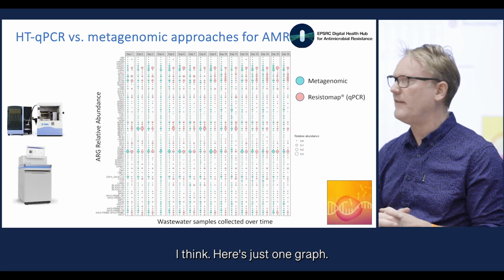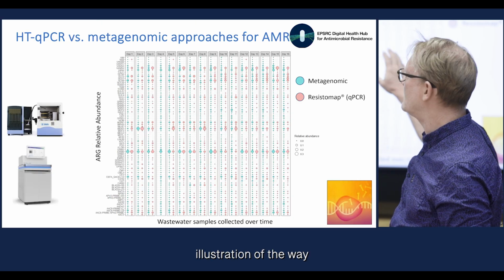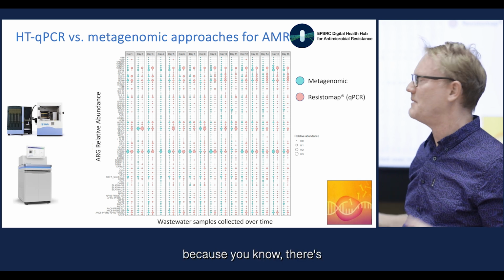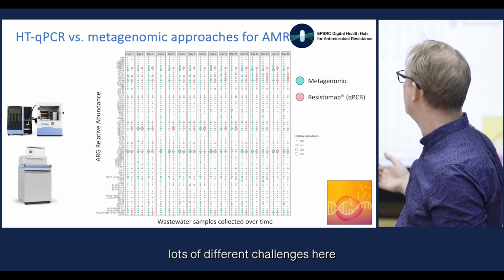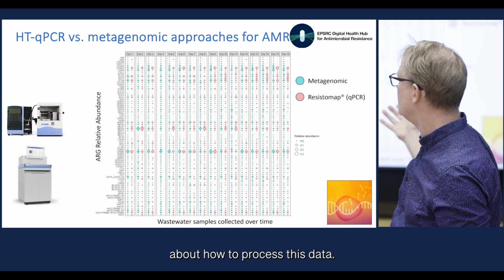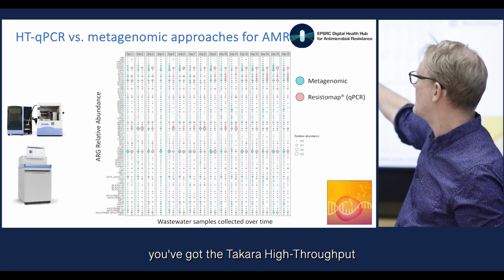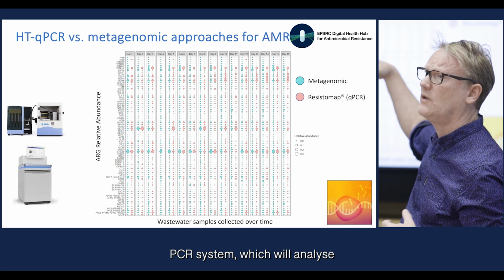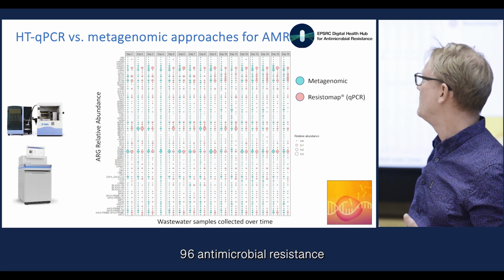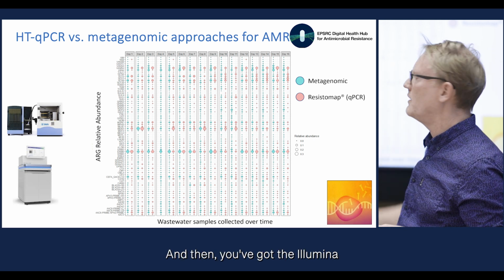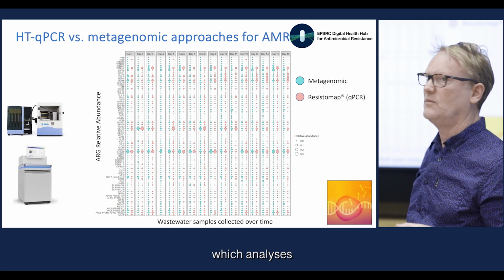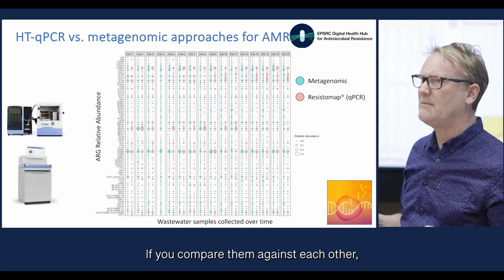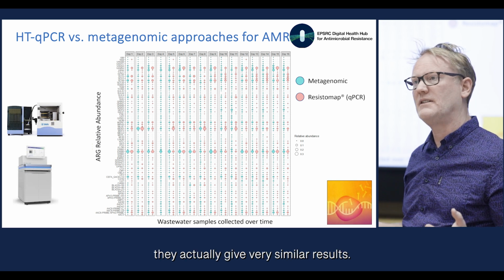Here's just one graph, one illustration. I'm going to talk about lots of different ways that you can display data, because there are lots of different challenges here about how to process this data. On the top, you've got the Takara high throughput PCR system, which will analyze 96 antimicrobial resistance genes at a single time. And then you've got the Illumina NovaSeq at the bottom, which analyzes thousands of genes simultaneously. If you compare them against each other, they actually give very similar results.